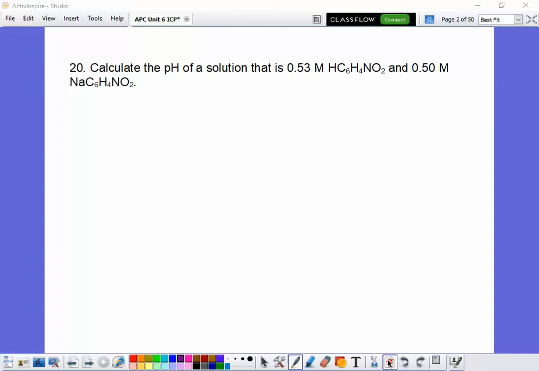What is a buffer? You're not allowed to answer, because I have a feeling you're going to tell me exactly what I want to hear, and I want to get other people's answers first. What is a buffer? Okay. That's what a buffer does, yes. A buffer resists changes in pH.